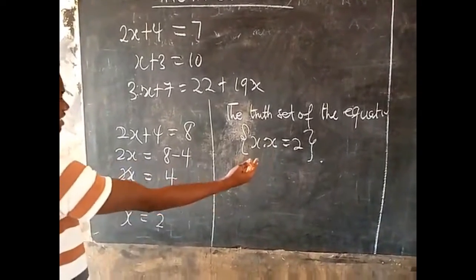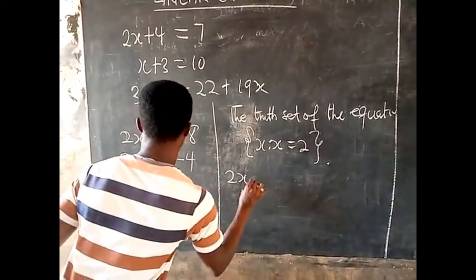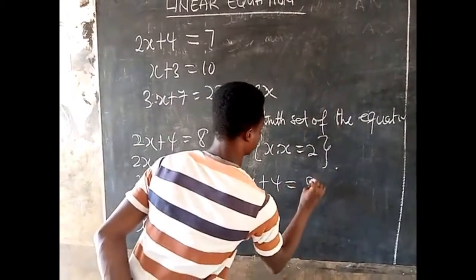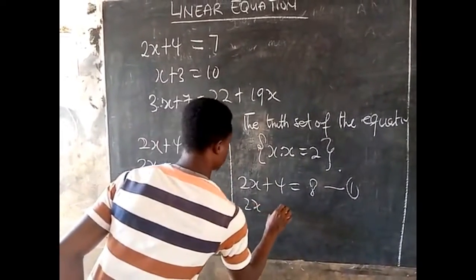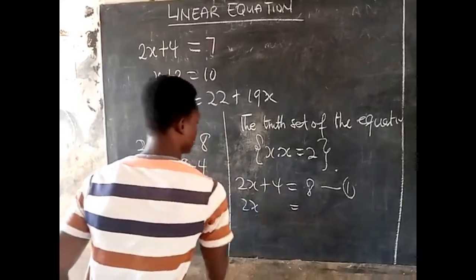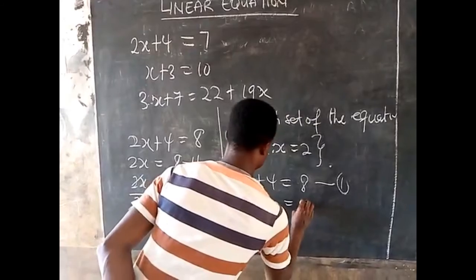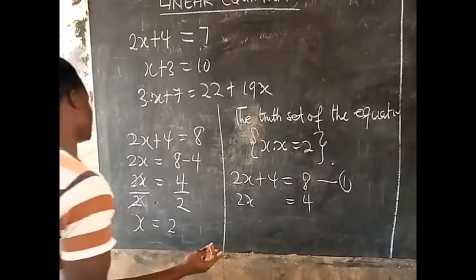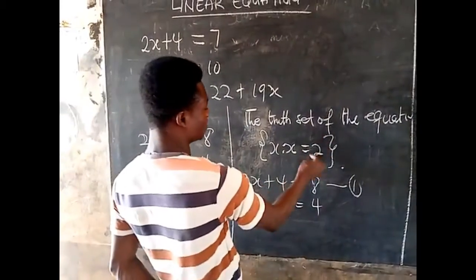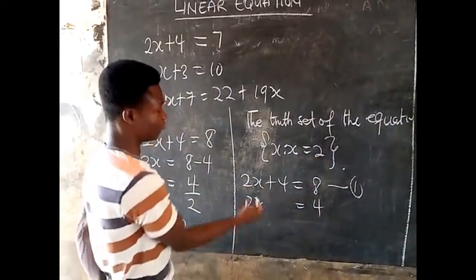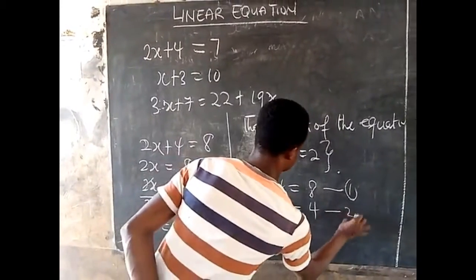If actually x is equal to 2, let's use this one as our equation 1: 2x plus 4 is equal to 8. Let's use 2x is now equal to 4 here, because 8 minus 4 will give me 4, as our equation 2. So if the true set is 2, it means that it will satisfy the equation if you put it in the equation. Let's put 2 in the first equation and see.